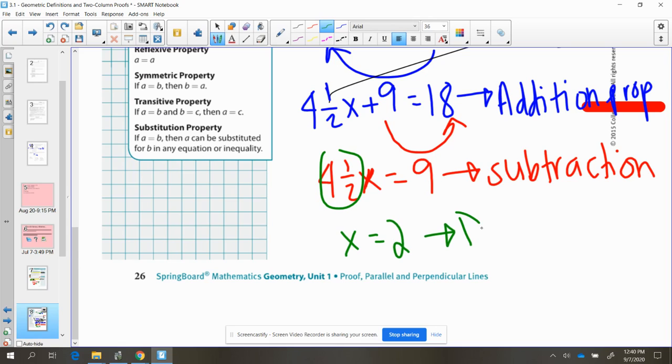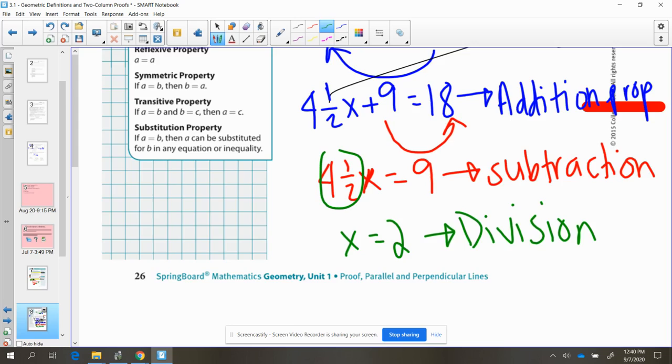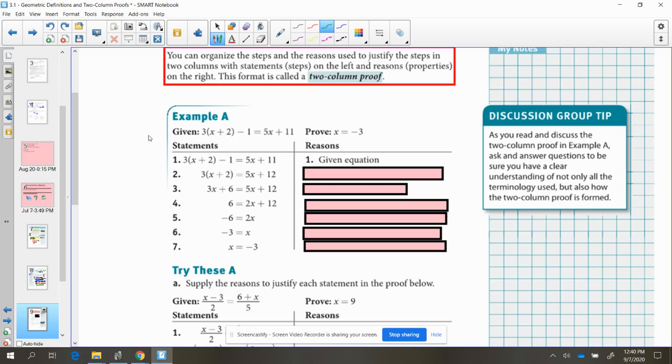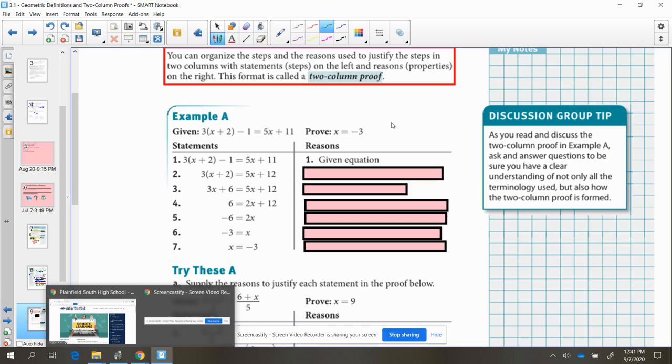Okay, and again, we were able to do that by division. What we just informally did was a two-column proof. Now notice this is set up a little bit prettier in example A, but what we did was we took the given and we proved by the end that x equals 3 is the answer here.